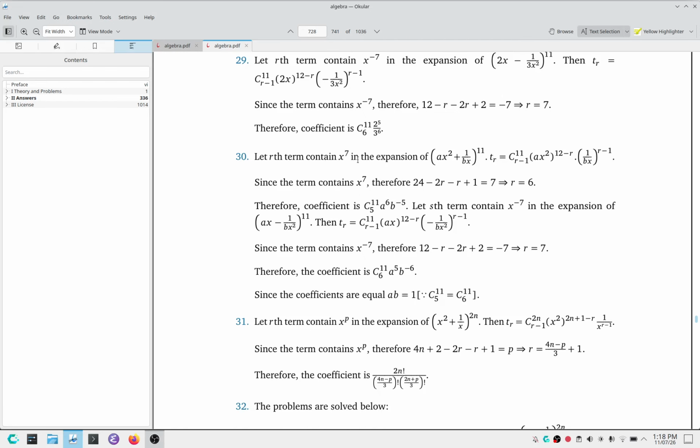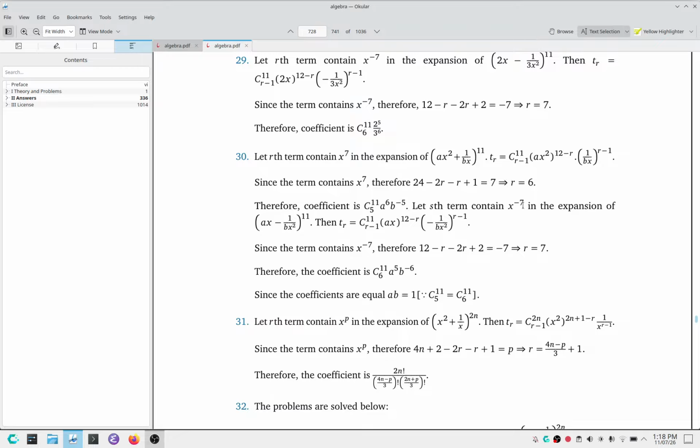The quotient of x to the power 7 in the first expansion is 11CR minus 1, x squared to the power 12 minus R, 1 upon bx raised to the power R minus 1. Since the quotient is of x to the power 7, 24 minus 2R minus R plus 1 is equal to 7, so R is equal to 6. So the quotient is 11C6, A raised to the power 6, B raised to the power minus 5.